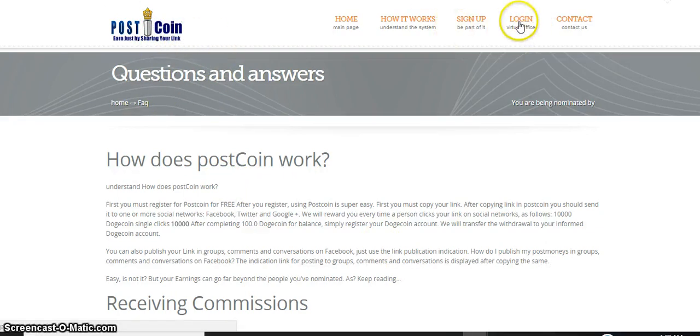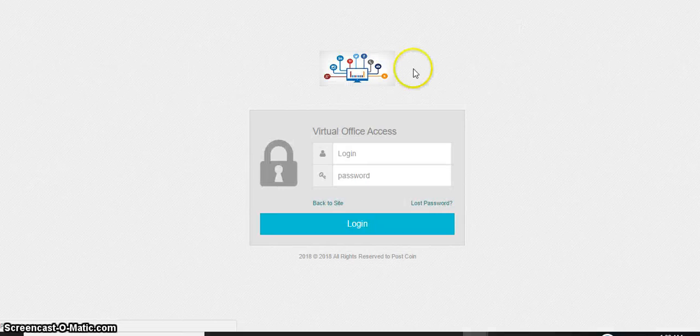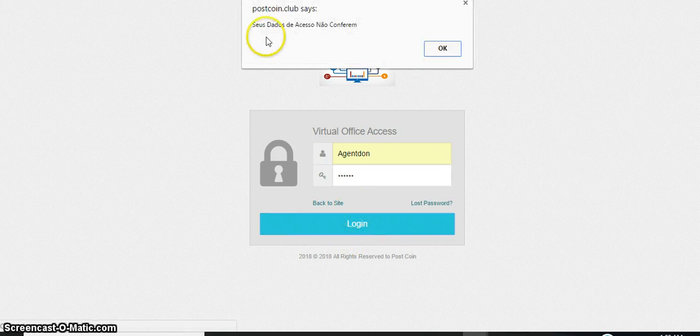I signed up, but let me show you when I log in, right? So everything is in English, correct? When I log in, I'm going to put in the wrong password and watch what comes up in response. So I logged in, right? It says "sus datos de acción," whatever that is.